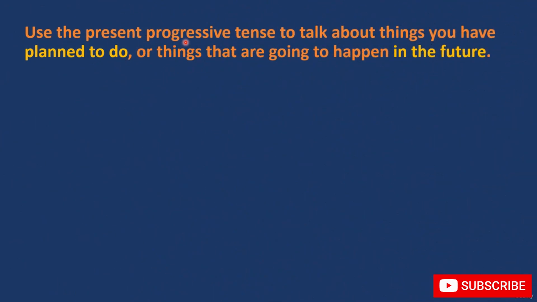We use the present progressive tense to talk about things you have planned to do or things that are going to happen in the future. Again, it means that we can use present continuous or present progressive to express the future or future plans. It's very, very important. When I ask you, when are you taking me to the zoo? Here I speak about the future, but I use what? Present progressive.